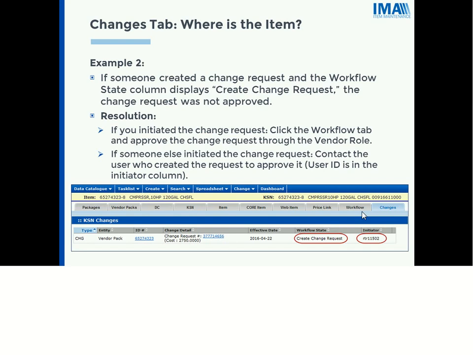If somebody else initiated a change request, you can contact them. You may or may not know who it is. If it's someone from your company, you might be able to recognize their ID, like if there's somebody else at your company that you work with on your items. If you don't recognize the ID, it's probably somebody internal. So I would email your merchant or inventory analyst and let them know that this ID initiated a change request, but they didn't approve it, and they need to approve it for it to become operational again.